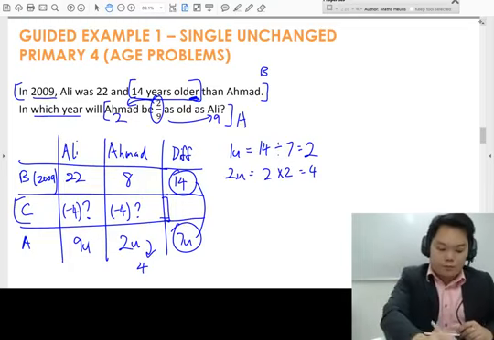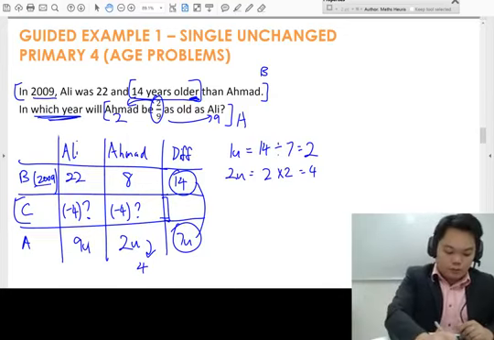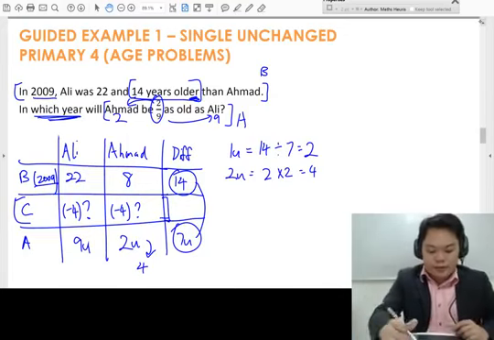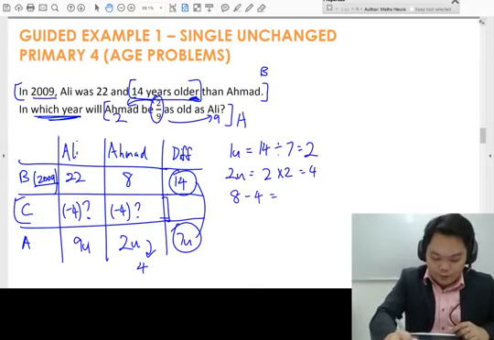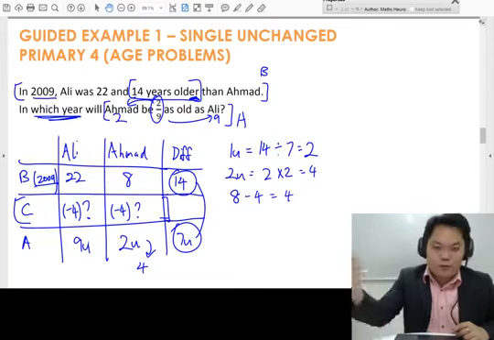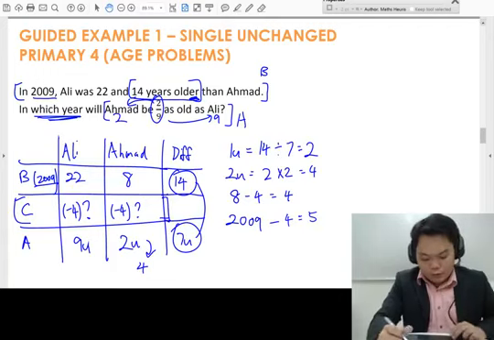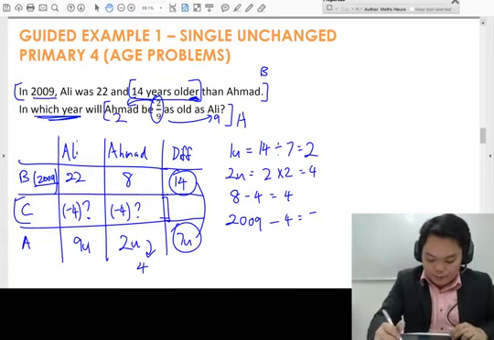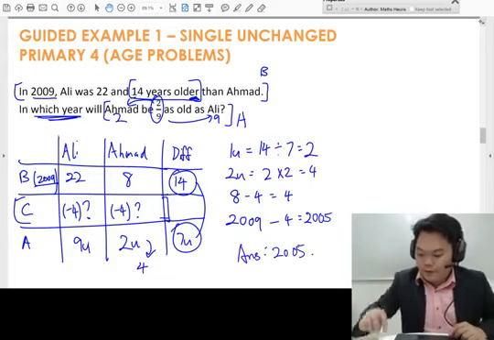The question's objective is in which specific year. So since the present is 2009, you need to move back by 4 years, so 2009 minus 4 will give you 2005. So the answer here must be 2005.